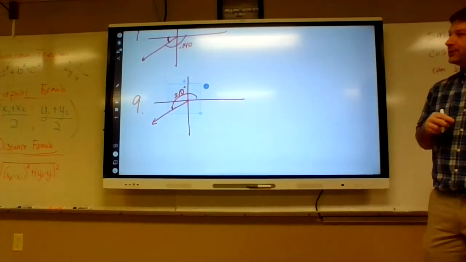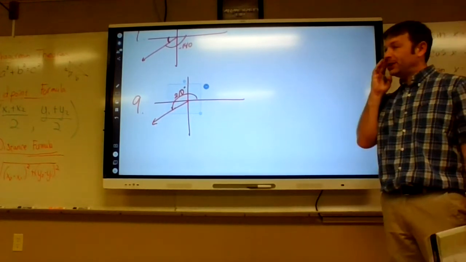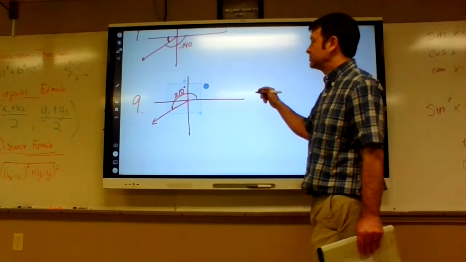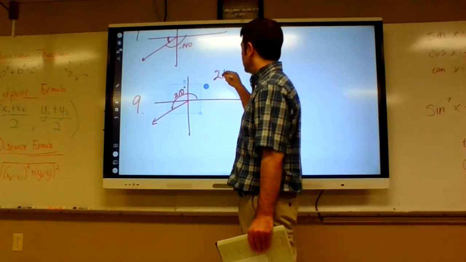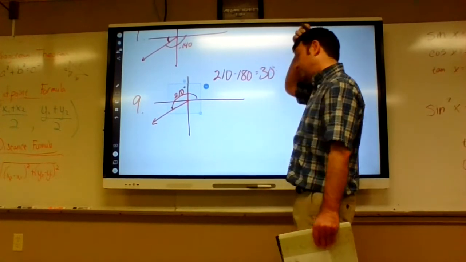And its reference angle, again, is how far is that away from 180. So 210 minus 180 is 30. 30 degrees reference angle.